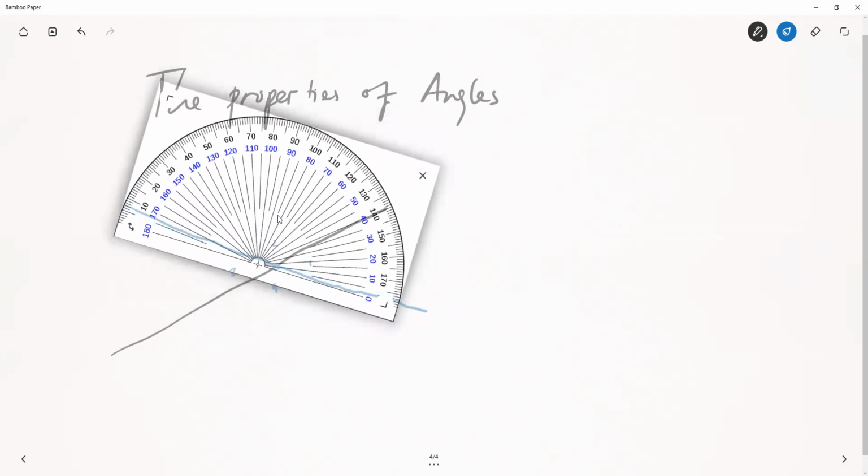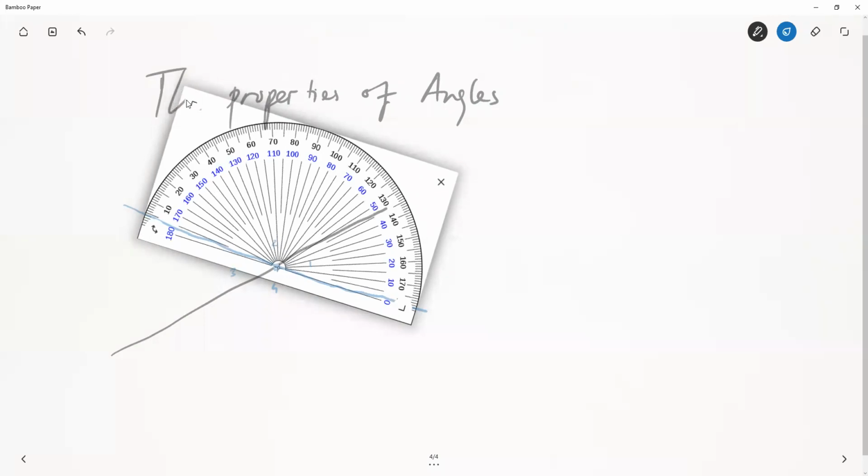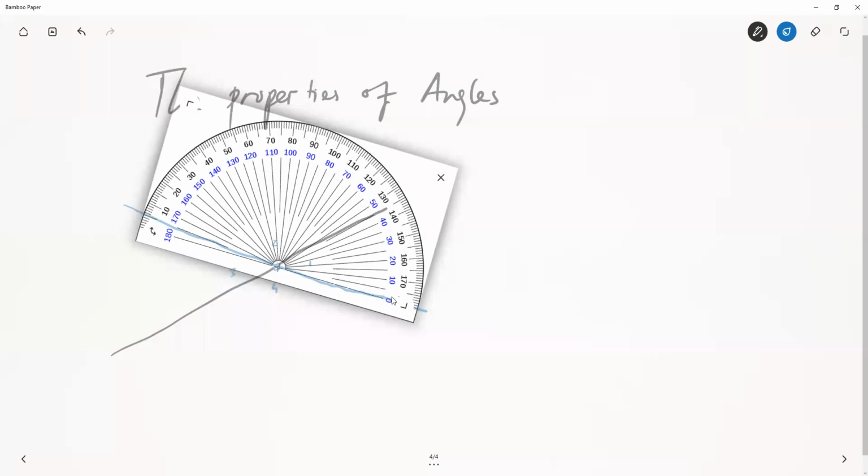You see in the protractor, we have some numbers here, from 0 to 180. With the blue numbers, it starts from here, 0, and finishes here, 180. Or if you start with the black numbers, we have 0 here, and then it goes to 180 here. So it doesn't matter which of them you pick. In this case, I'm picking the blue one.